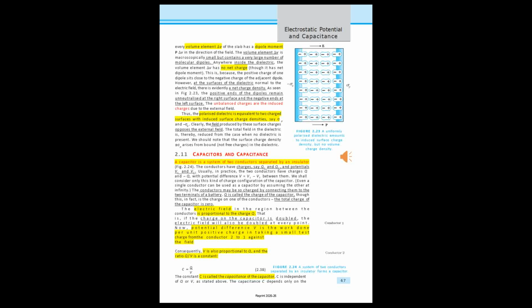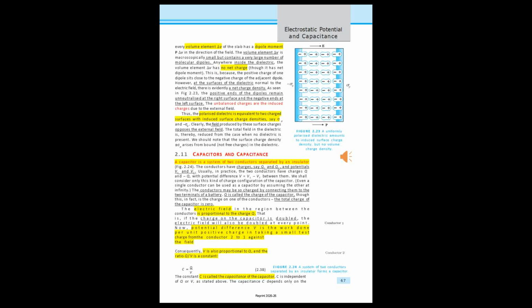Thus, the polarized dielectric is equivalent to two charged surfaces with induced surface charge densities, say σp and −σp. Clearly, the field produced by these surface charges opposes the external field. The total field in the dielectric is, thereby, reduced from the case when no dielectric is present. We should note that the surface charge density ±σp arises from bound charges, not free charges, in the dielectric.